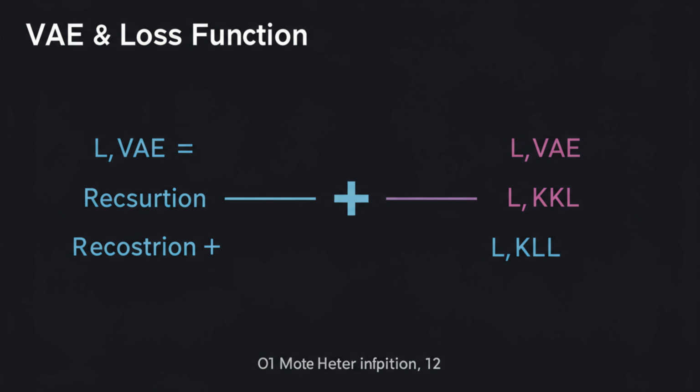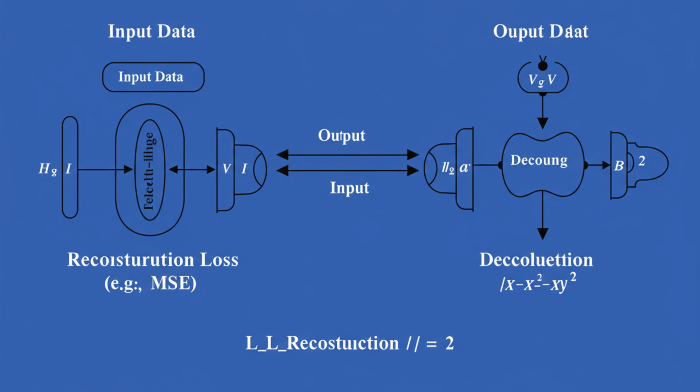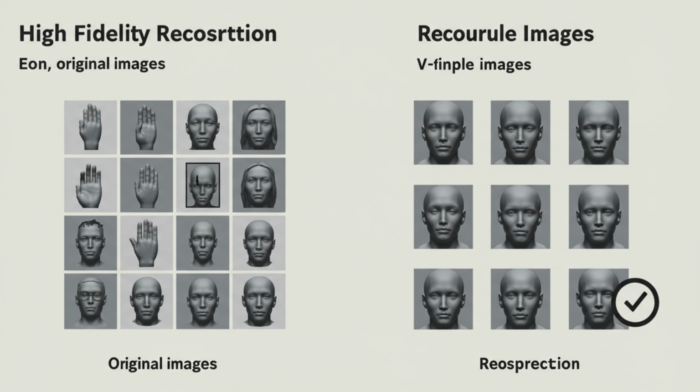The VAE's objective function has two crucial components: reconstruction loss and the KL-divergence term. Reconstruction loss, often mean-squared error or binary cross-entropy, quantifies how accurately the decoded output matches the original input. Minimizing this loss ensures the VAE can generate outputs that are perceptually similar to the data it was trained on.